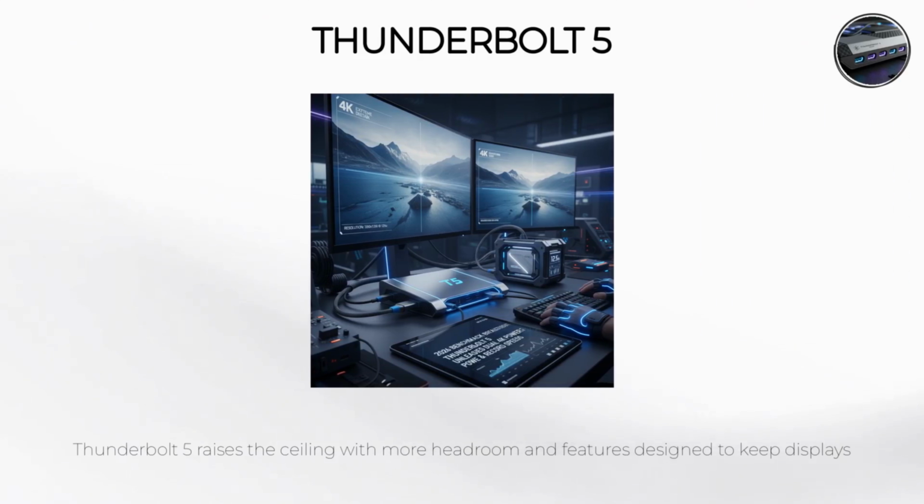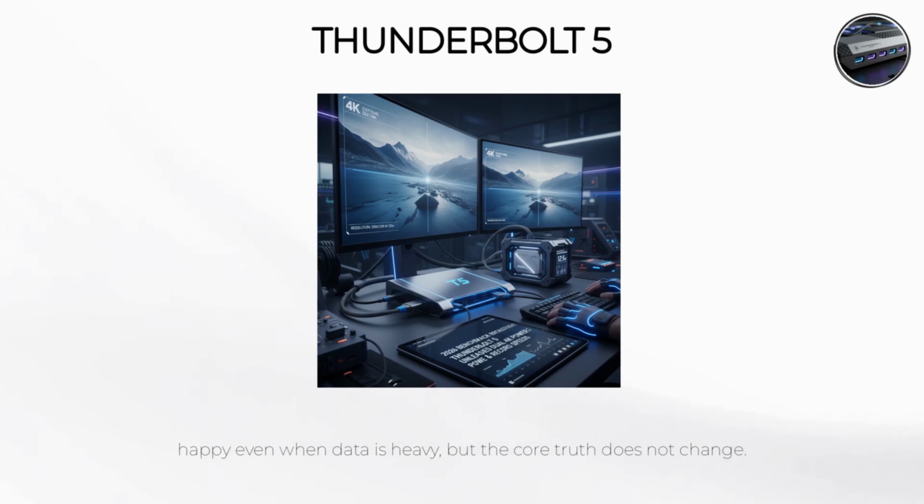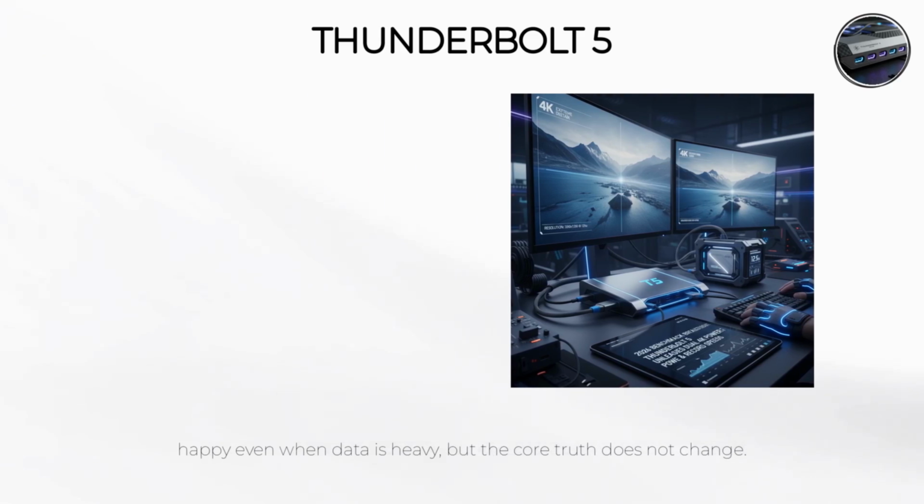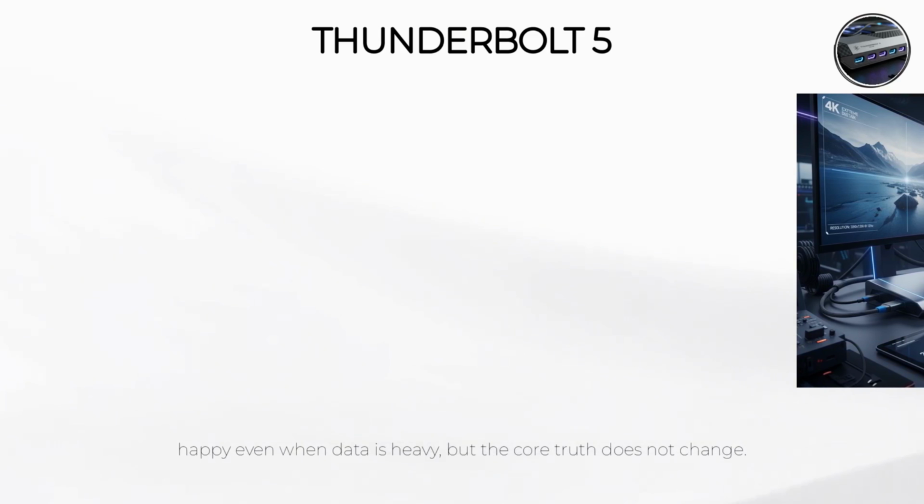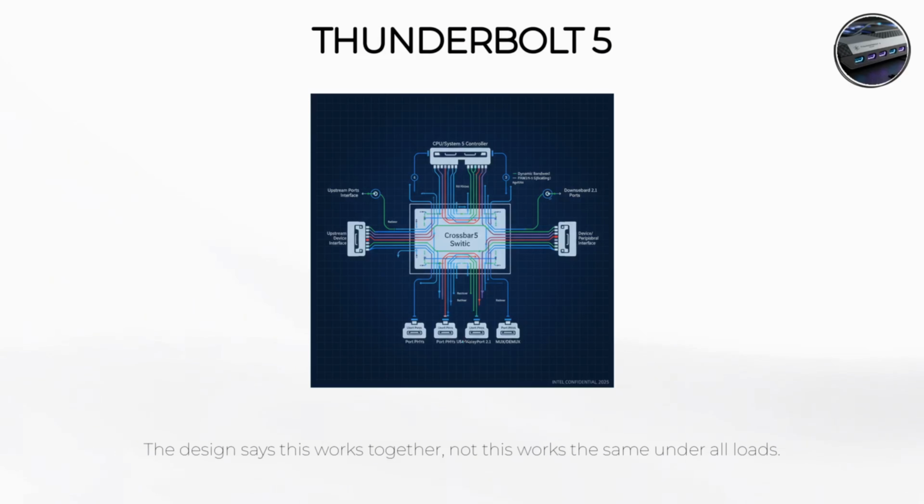If you can't find those notes, treat reviews that show both flows at once as more valuable than peak numbers. Thunderbolt 5 raises the ceiling with more headroom and features designed to keep displays happy even when data is heavy, but the core truth does not change. Certification says this works together, not this works the same under all loads. Keep that distinction in your pocket, and the next chapter, DisplayPort 2.1, will click, because we're about to talk about link rates that sound huge on paper, and yet fall back the moment a weak cable or marginal equalization shows up.